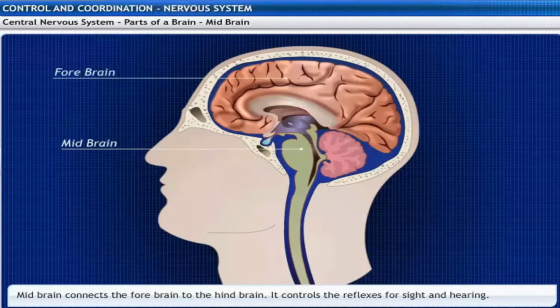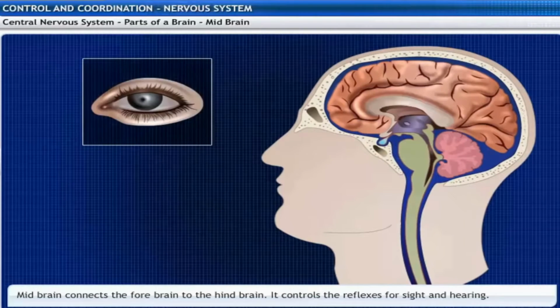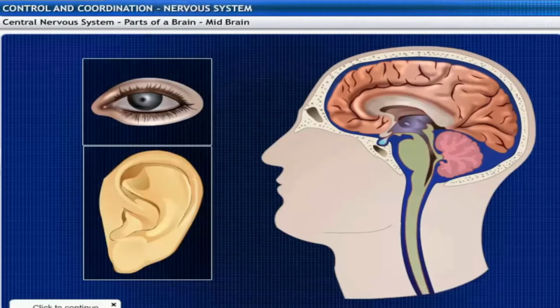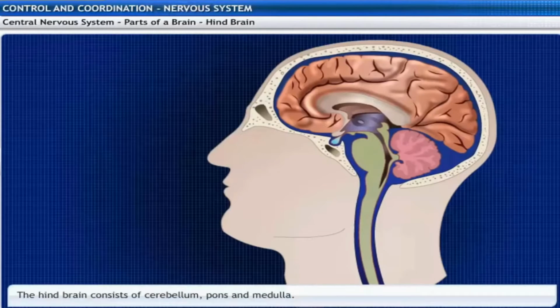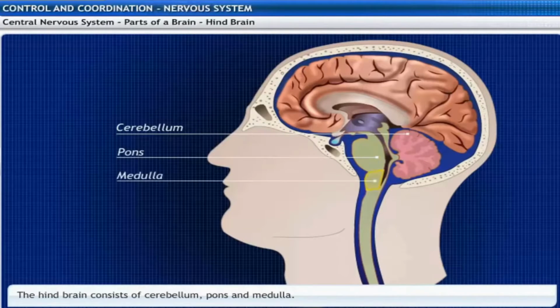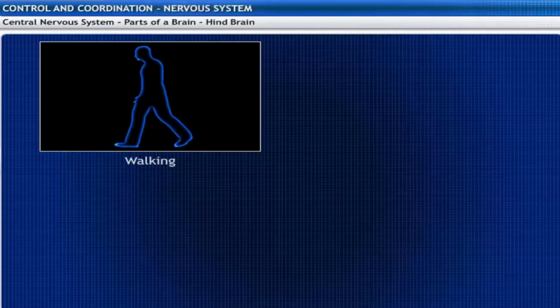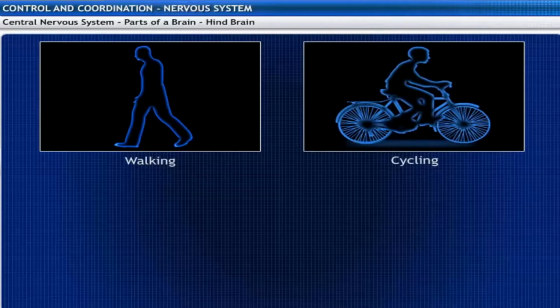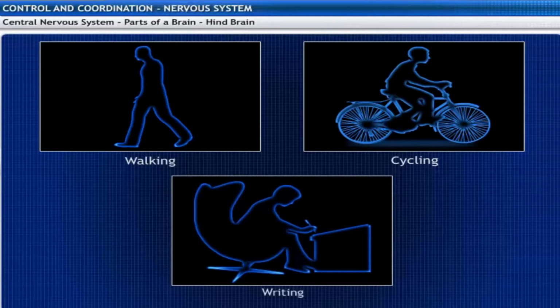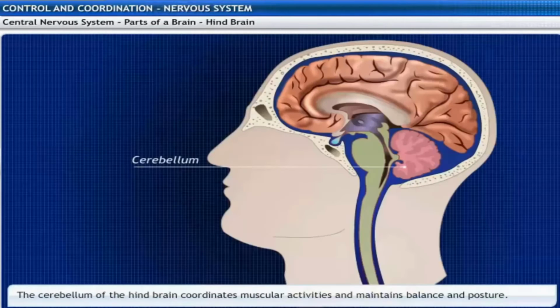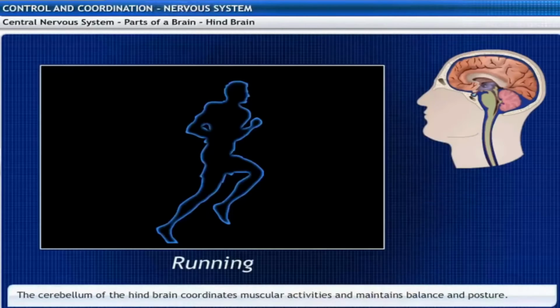The midbrain connects the forebrain to the hindbrain and controls the reflexes for sight and hearing. The hindbrain consists of the cerebellum, pons, and medulla. Now what about activities like walking in a straight line, riding a bicycle, and picking up a pencil? It is the cerebellum of the hindbrain that coordinates all these muscular activities and maintains balance and posture.